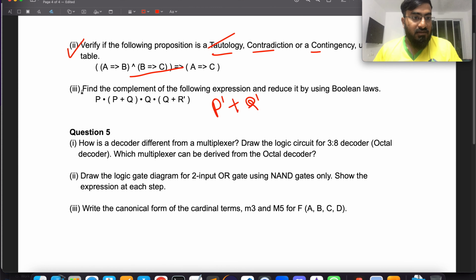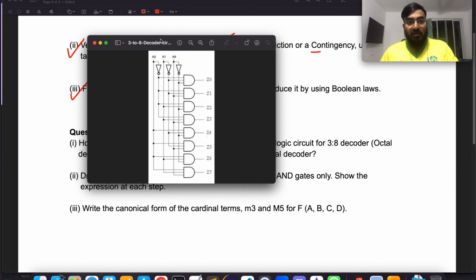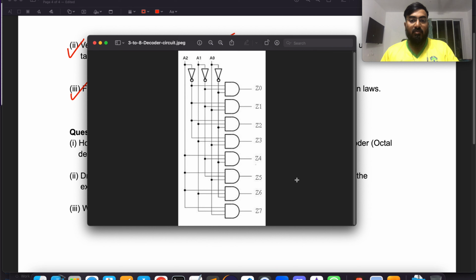Next, so this is done. How is the decoder different from a multiplexer? So decoder is used to decode data, multiplexer is used to transfer data. Draw the logic circuit. So I have the logic circuit, let me show you. This is how your decoder is supposed to look. You have 3 inputs going to 8 outputs.